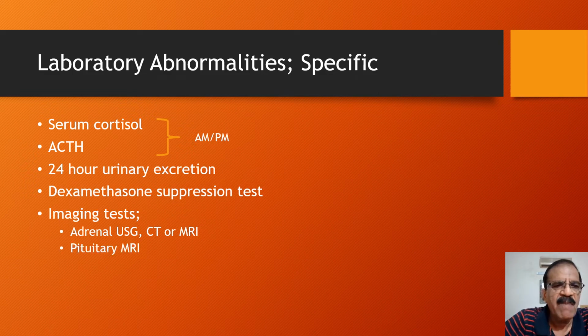A pituitary MRI would be done if you suspect Cushing disease. I will show you the algorithm of when to suspect pituitary, when you suspect pituitary microadenoma, and that is the time when we consider pituitary MRI. Body scans are primarily to detect any malignancy. A carcinoma bronchus can produce Cushing syndrome because it may produce excessive ACTH, and that may also be responsible for Cushing syndrome.